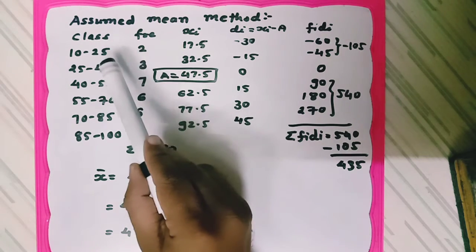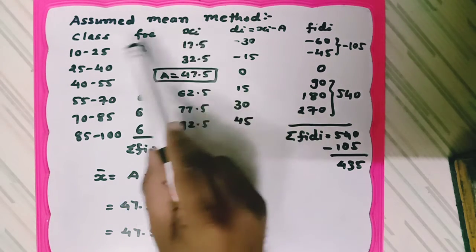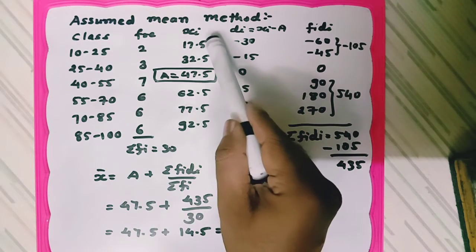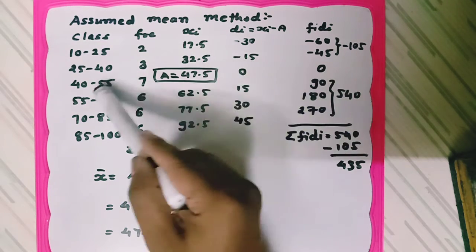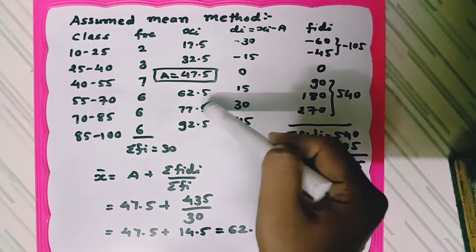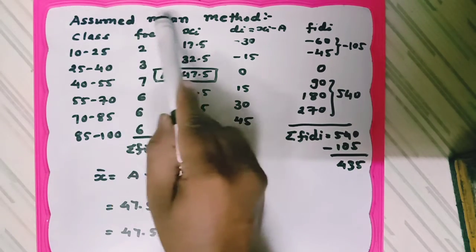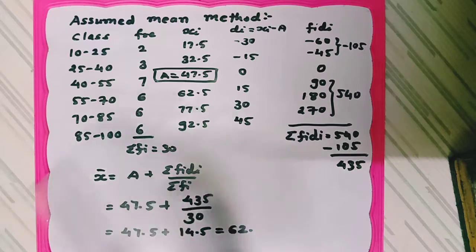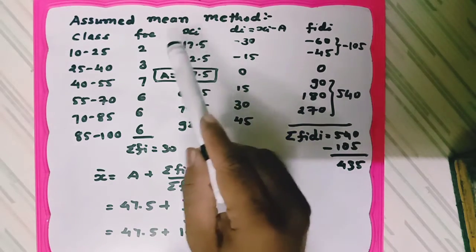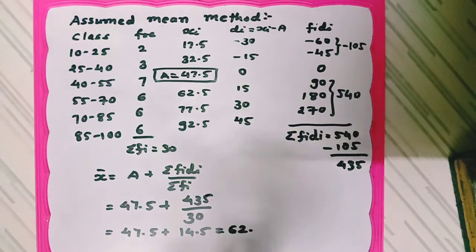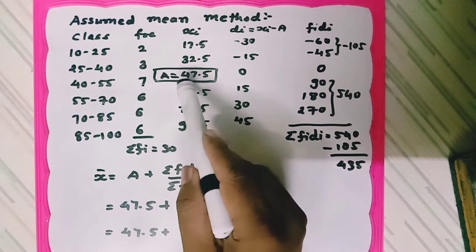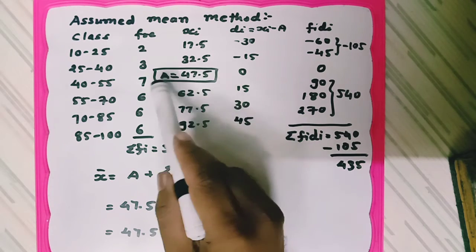We will find the class mark, the central value, that is 10 plus 25 by 2, so 17.5, 32.5, 47.5, 62.5, 77.5, 92.5 as earlier. Now in this method, according to the name, assumed mean: from the xi values we will select any value as the mean, and we will call it the assumed mean A. So here we have selected 47.5 as A.